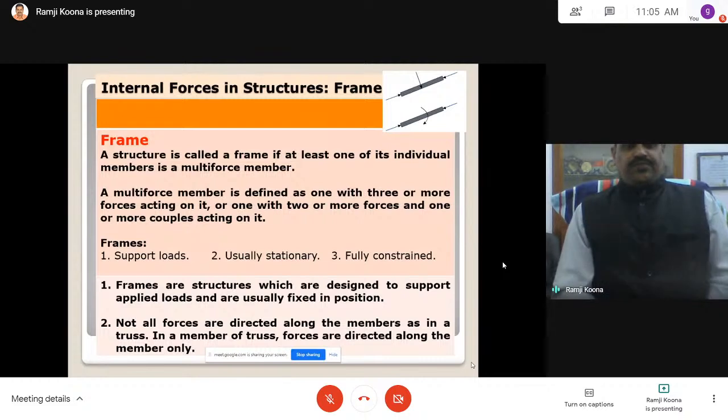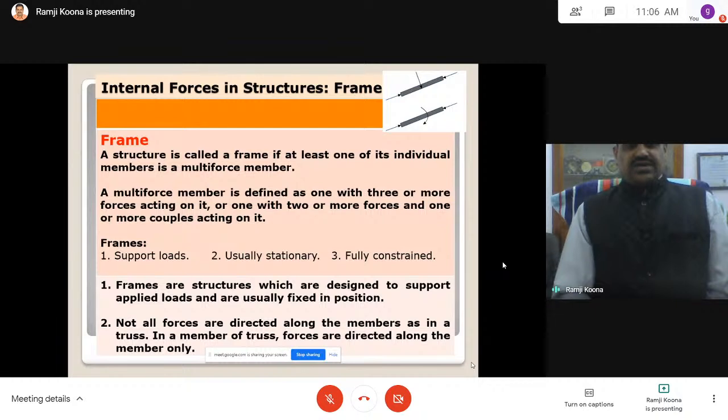See, that's why here the support loads, usually the frame consists of support loads, usually stationary, fully constrained. These are the cases, generally frames we are subject to, we will consider in detail later. Frames are structures which are designed to support applied loads and are usually fixed in a particular position. Not all forces are directed along the members as in the case of trusses.